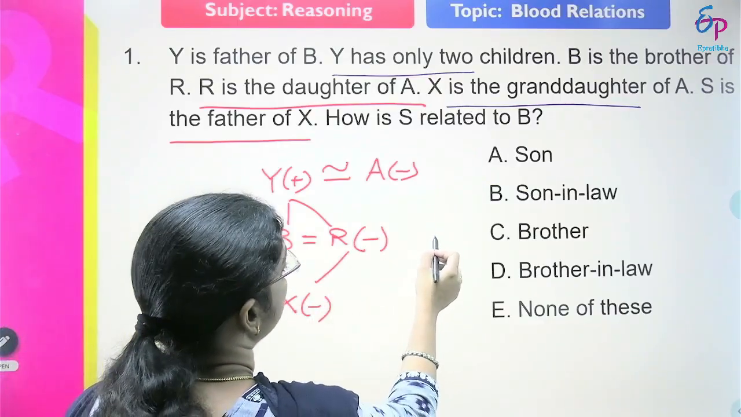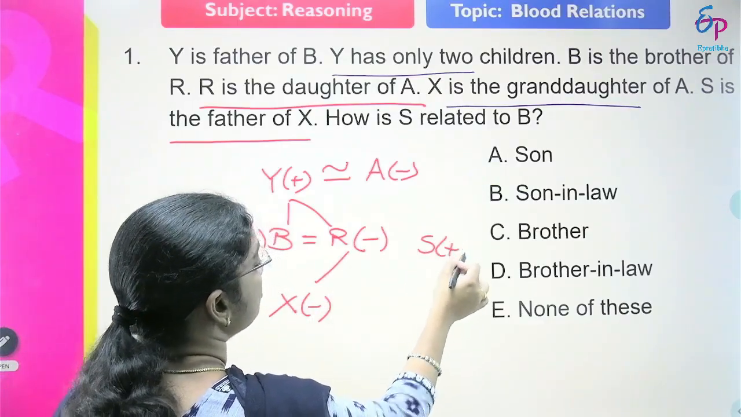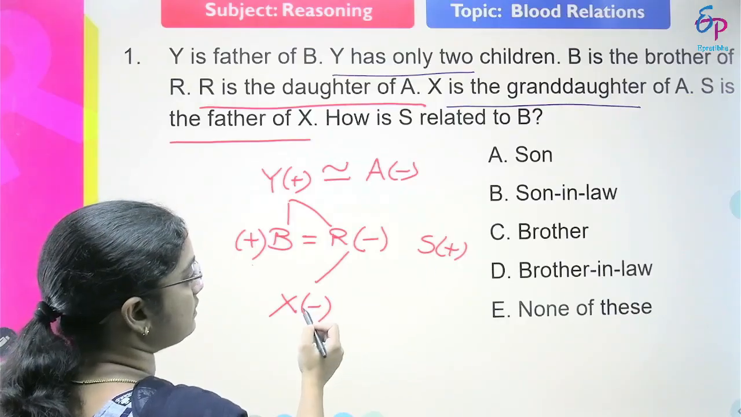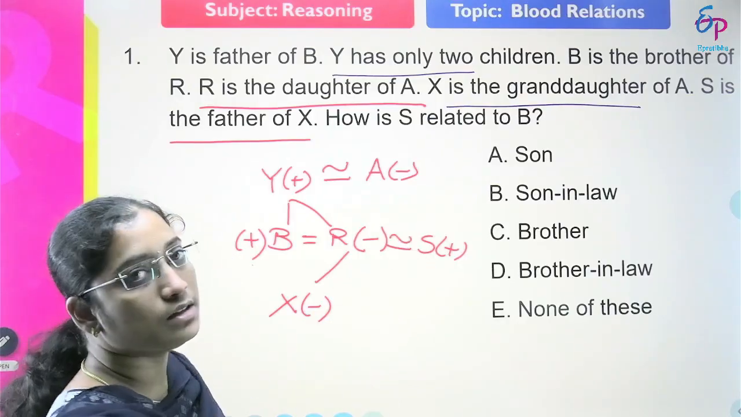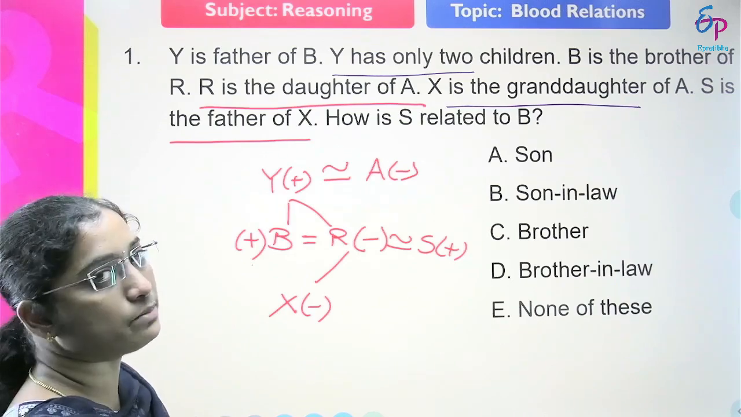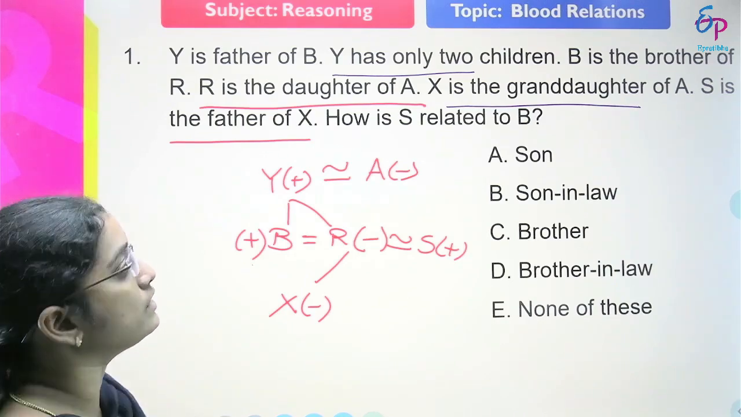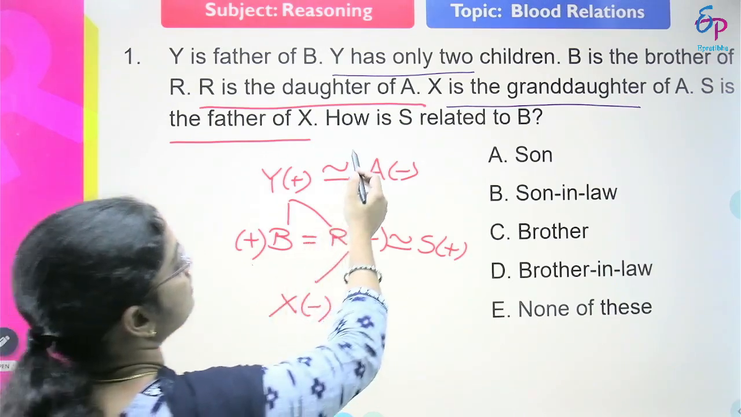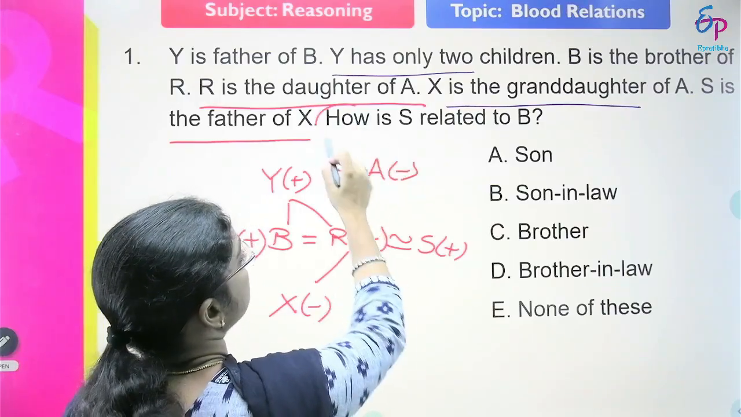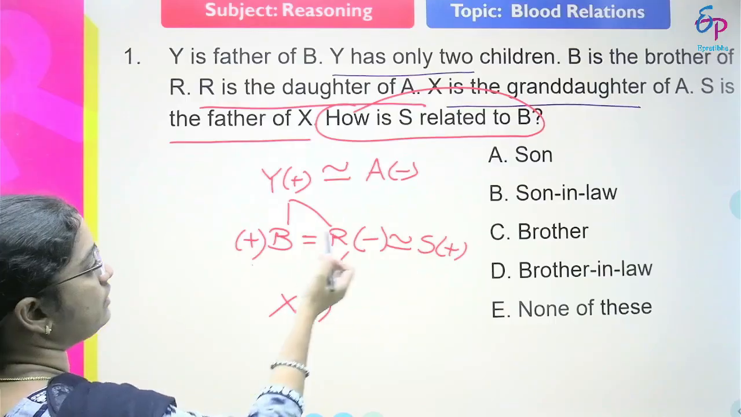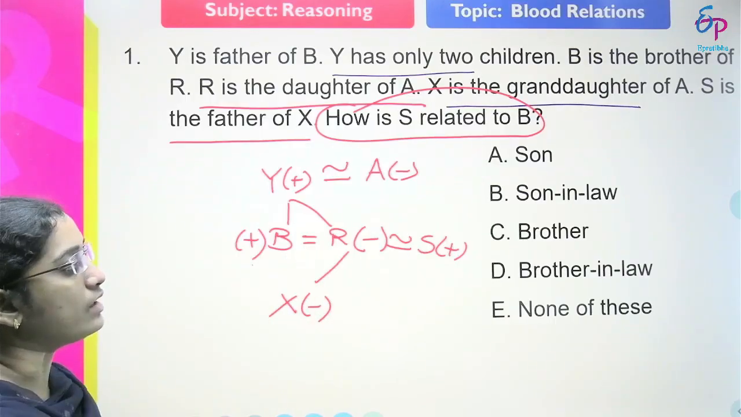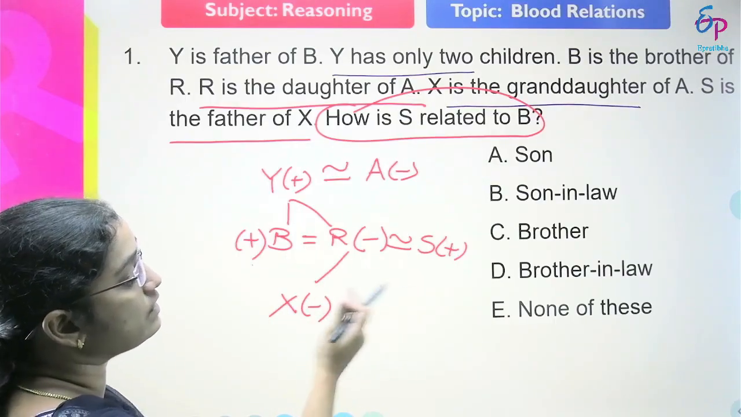So the information is S is father of X, and R is the mother of X. That means these two persons are a couple. We need to use the equating symbol for couples. Then the next one, here we have our final question: how is S related to B? So what's the relation between S and B, friends? How is S related to B?